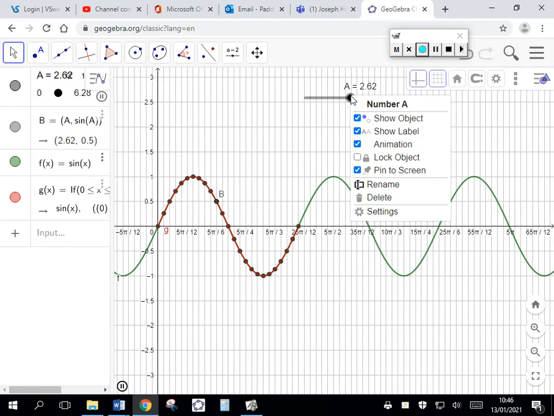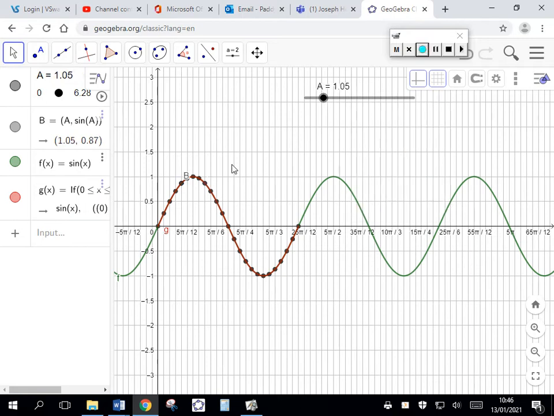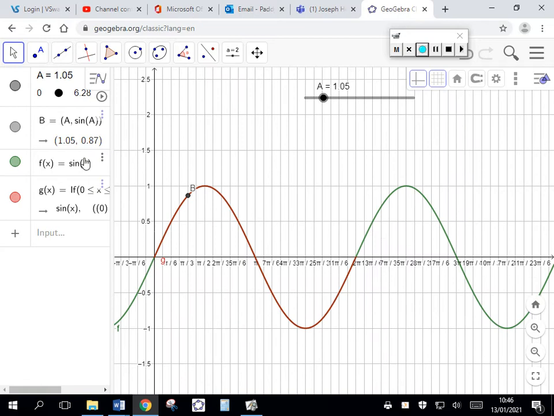If I just turn off my animation, right click on the slider, hit the animation key just because it's a bit distracting, and get rid of this thing here. There is one, what we call one period of that sine function. One period of that sine function. And after that, it just repeats itself over and over again, forever and ever and ever. Okay?